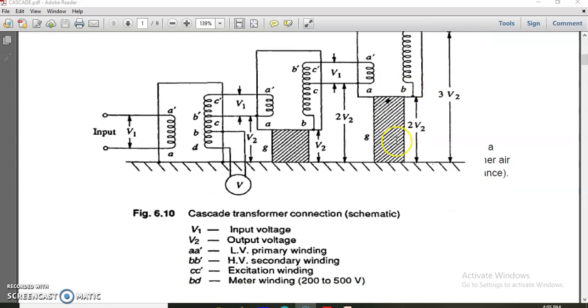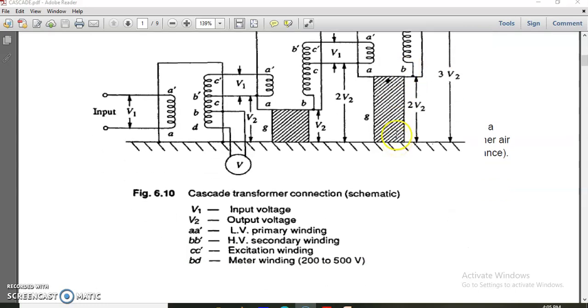And for this you can go for advantages also. For this cascade connection, the supply to the units is obtained from a motor or generator through an induction regulator. The rating of the primary or low voltage winding is usually 230 or 400 volt for smaller units of 100 kVA. For larger units, the low voltage winding rating will be 3.3 kV, 6.6 kV and 11 kV. So this is all about cascade.